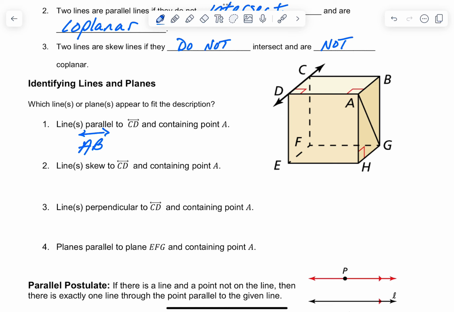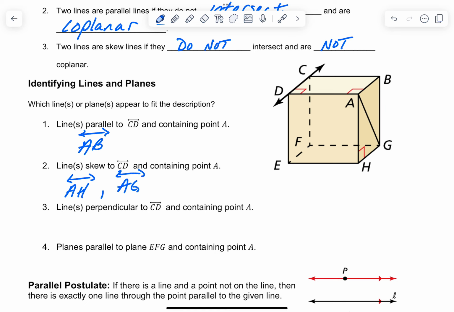And number two, a line skew to CD containing point A. So this is never touching and not on the same plane. Looks like we have a couple here. We could use AH. Those are never going to touch, not completely on the same surface. And we could also use AG. I've seen some people thinking AE. Yeah, that's true. If there were a line connecting them, but we generally want to use existing lines on the cube. So EA would work if there were a line there, but we generally wouldn't use that. So good examples would be AH and AG.